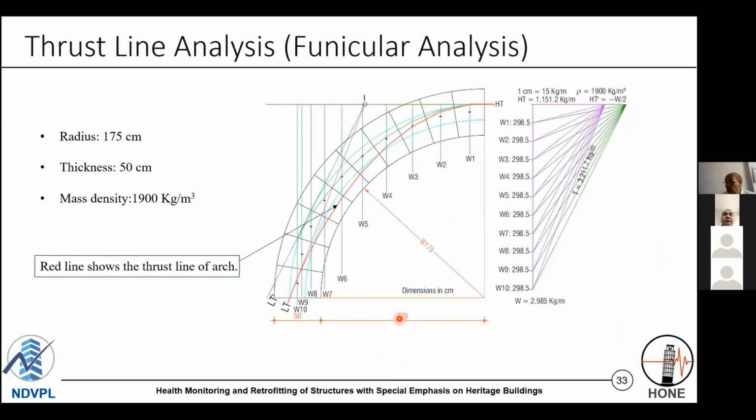So, as I said, I will not go into much of the technicality of the analytical methods. This is the funicular method, or thrust line method, which simply says that if the thrust line is contained within the geometry of the structure, the structure is safe. So stability can be interpreted in a very simple form.